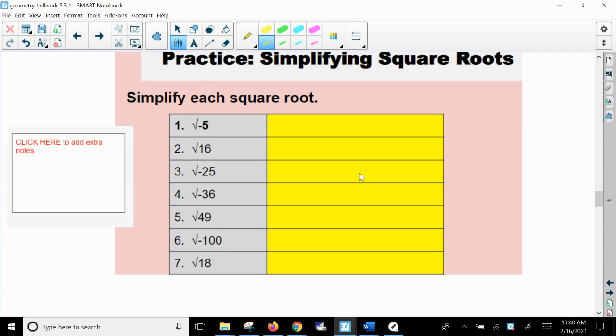So the directions say simplify the square root. If the square root is a negative, you must take the i out. Then you can try to simplify the number if possible.